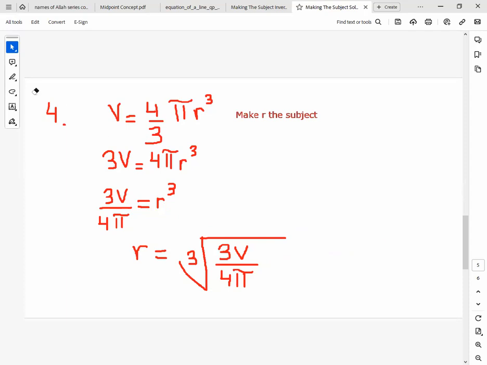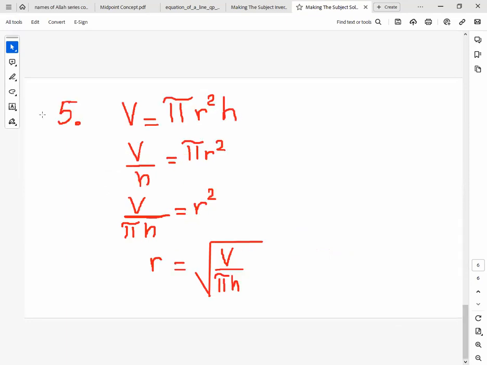And finally, if you have the volume of a cylinder given to you and you want to again make r the subject of the equation, first you divide V by h, the height, then you divide by pi. So V over pi h is equal to r squared. To make r the subject, you take the square root of this.